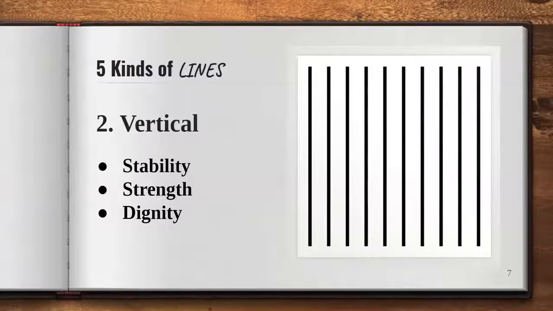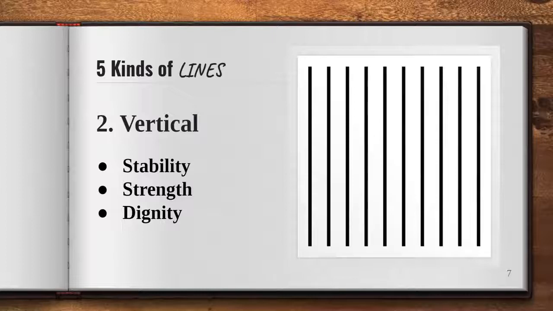Kind of line 2, the vertical. It goes up and down from top to bottom. It shows a feeling of stability. Think of the columns that hold up walls and ceilings in buildings. This line also shows strength. If you are standing, you have a little bit more stability and strength behind you than if you're in a seated position or laying down.